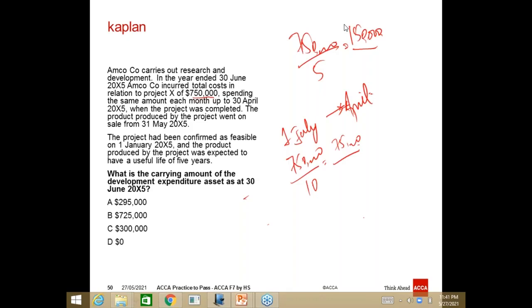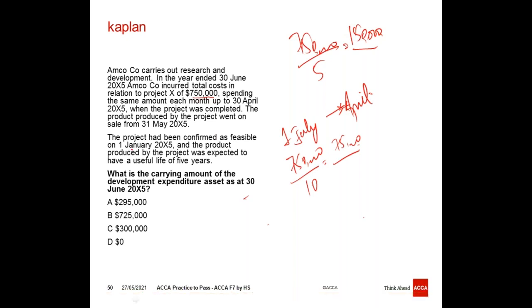The product produced by the project went on sale from 31st May. The project had been confirmed as feasible from 1st January. That's the important point. So from 1st January to April, you need to capitalize this amount. 75,000 into 4, so that amount is 3 lakh. So this is my capitalized development expenditure.